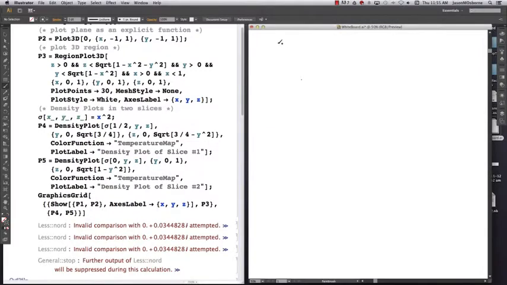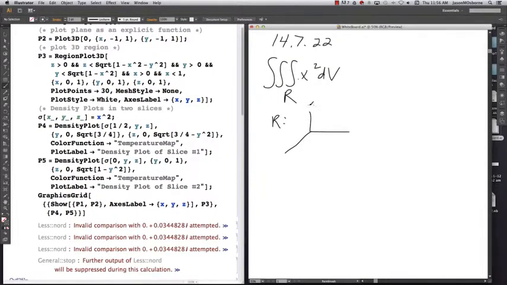In this video, we are going to look at section 14.7, problem number 22. It's asking us to compute a triple integral of the function x squared over the region R, where R, they say, is the region inside of the sphere, but it's in the first octant.